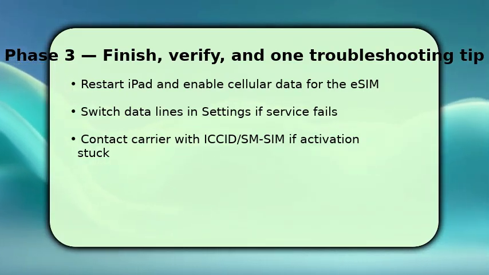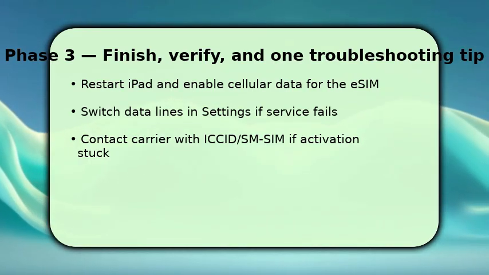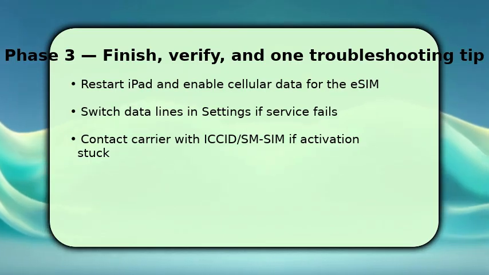As a last step, contact your carrier and provide the ICCID or activation code. They can push the profile or clear provisioning issues, so your eSIM completes activation.